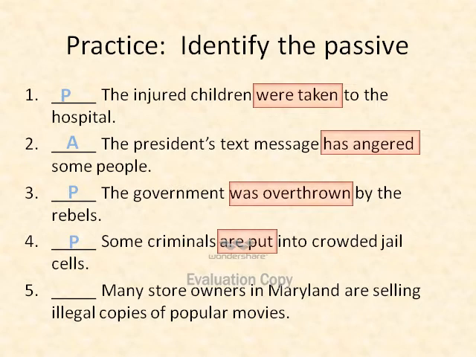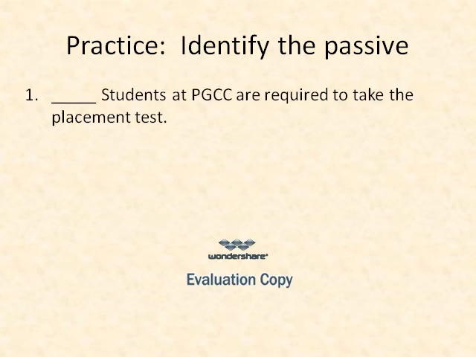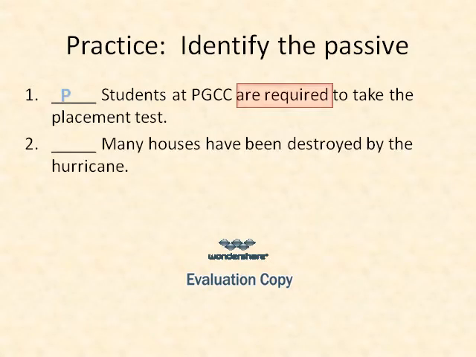Many store owners in Maryland are selling illegal copies of popular movies. Are selling. We have the verb be, but we don't have the past participle. So this is the active voice. Do you remember which tense that is? Present progressive. Are selling. Students at PGCC are required to take the placement test. Our verb, are required. Be plus the past participle. It's in the passive voice.